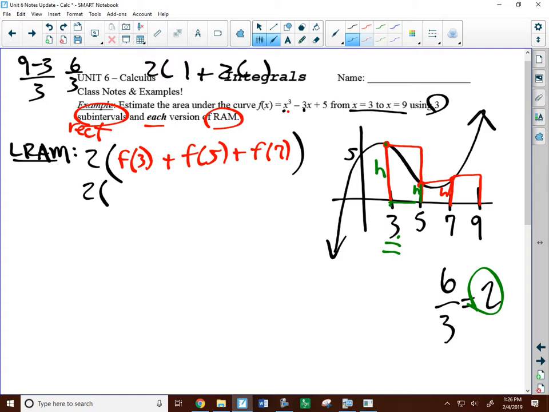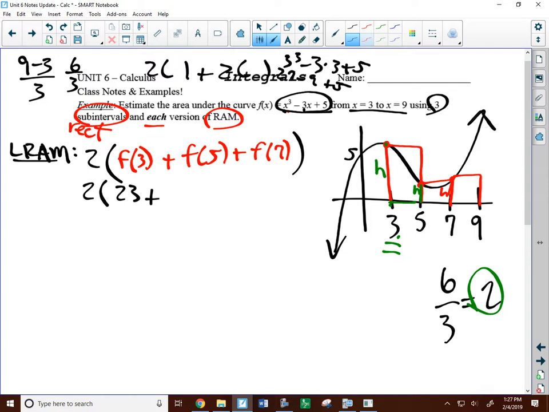So f of 3, I'm just plugging 3 into the entire function. So 3 cubed minus 3 times 3 plus 5. So it would be 27 minus 9 plus 5. So 23. And some of these, I'm even looking at 7 here in a minute, you definitely need a calculator. The numbers get high sometimes.